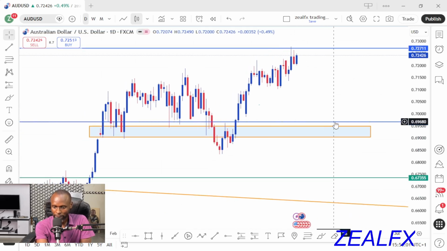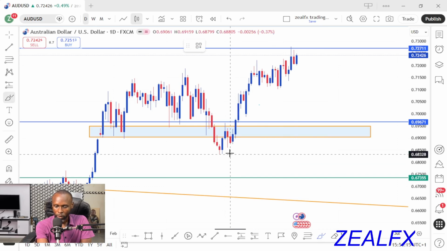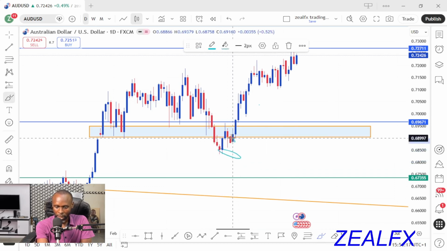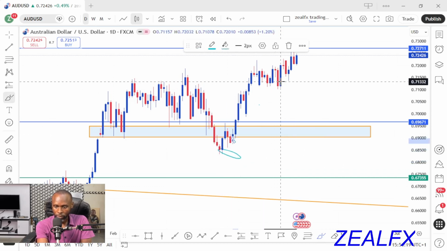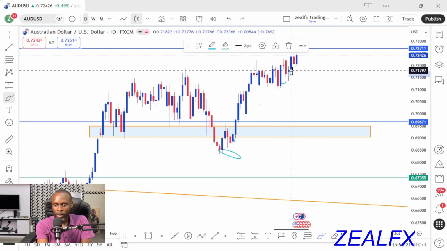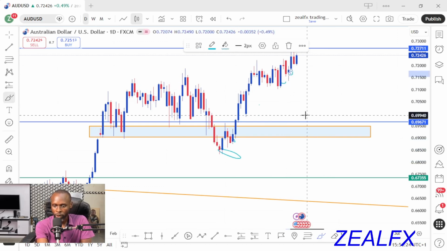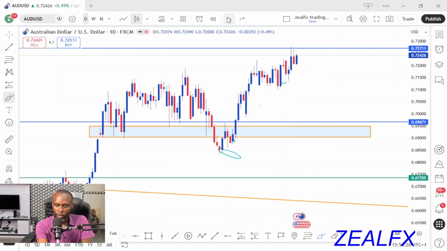So let's look at our next pair, which is the Australia USD. Australia USD on my daily chart still remains strong bullish for buying opportunity this week. We can see we still have our lower low, and we have this higher low, then higher low, and higher low. So this series of higher lows indicates strong bullish momentum building up for the Australia USD. So our job this week is to look for more of the buying opportunity on the Australia USD.